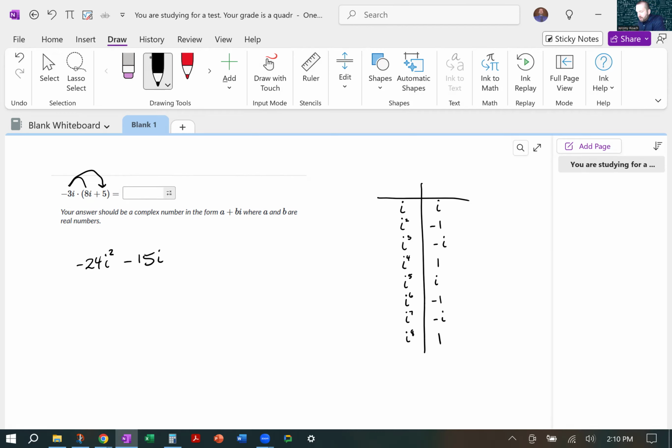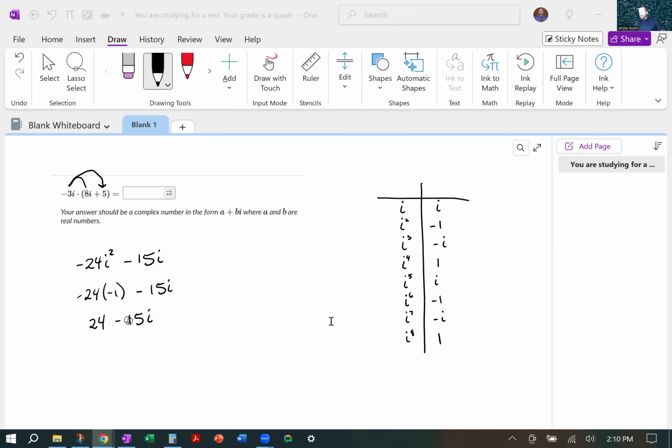And you might be thinking, well, now we have two terms, they both have i in them. We have to have a real number and an imaginary part. Well, i squared is equal to negative 1, so we have negative 24 times negative 1 minus 15i. That's positive 24 minus 15i. Now we have it in the form of a plus bi. Okay, so that's probably as much as we're going to get for that section.